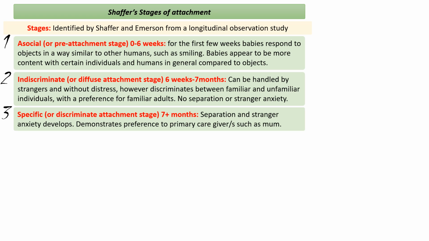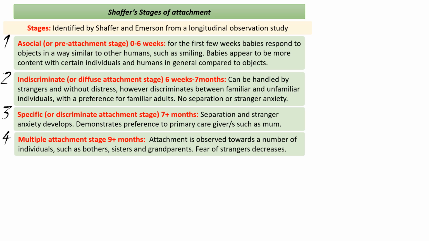Now at some point, the child will go beyond this discriminate attachment stage, and they'll move into the multiple attachment stage. Now attachment is shown not just to mum, maybe it'll also be dad and brothers and sisters and grandparents, and this generalised fear of strangers will start to decrease over time. So those are Shaffer's 4 stages of attachment. Let's look at that piece of research.